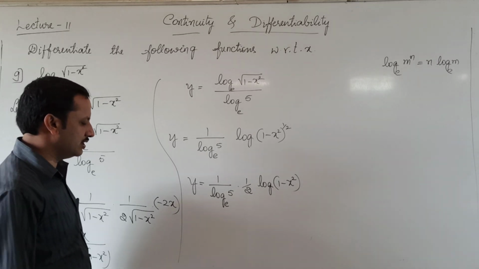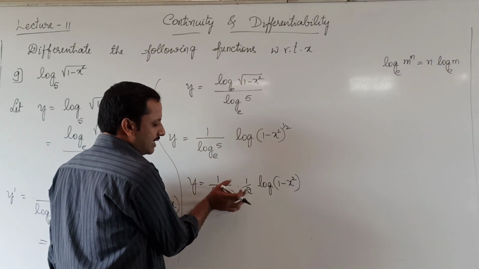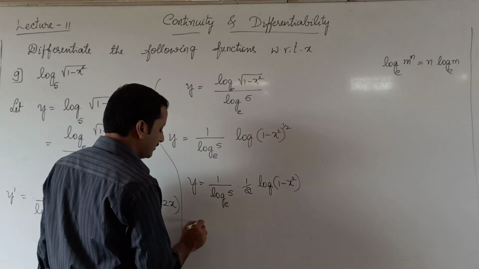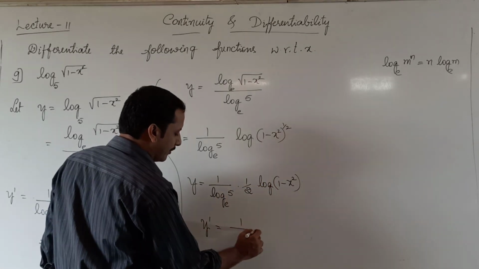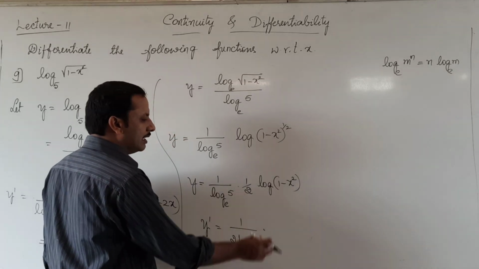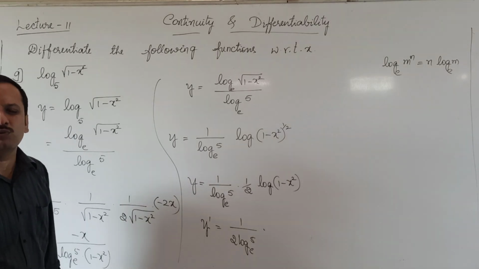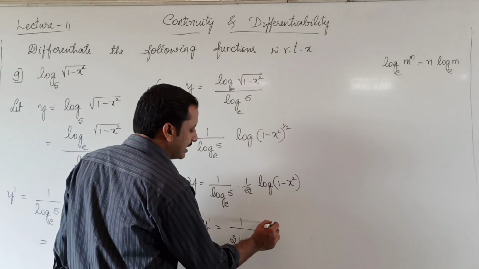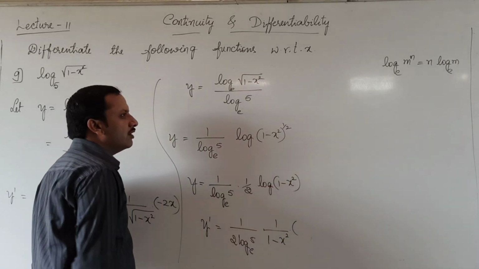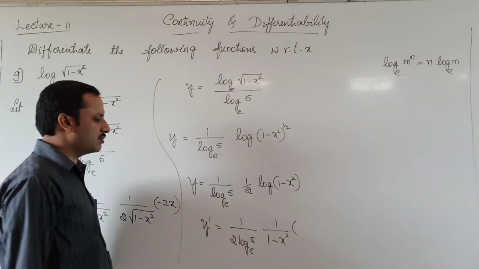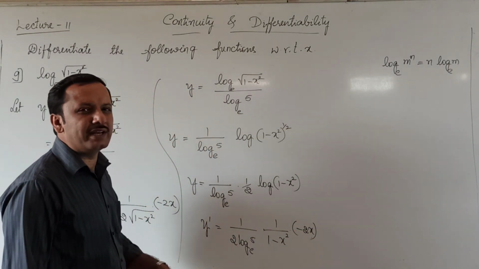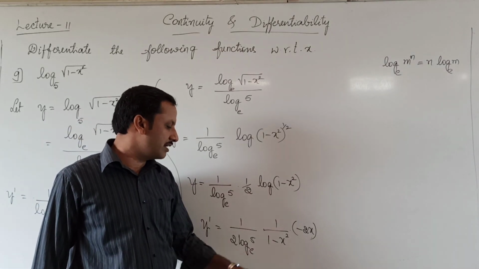Now you differentiate this. This is a constant, 1 by log 5 to the base e, and this 1 by 2 is a constant, will remain as this. Just need to differentiate that log 1 minus x square. So y dash is 1 by 2 into log 5 to the base e into. Now I am differentiating. Derivative of log x is 1 by x. So derivative of log 1 minus x square is 1 by 1 minus x square into the derivative of 1 minus x square. Derivative of 1 minus x square is minus 2x. Because derivative of 1 is 0 minus the derivative of x square, which is 2x.